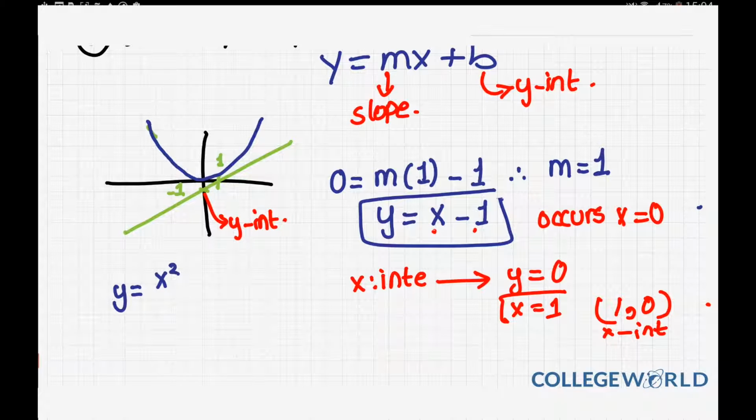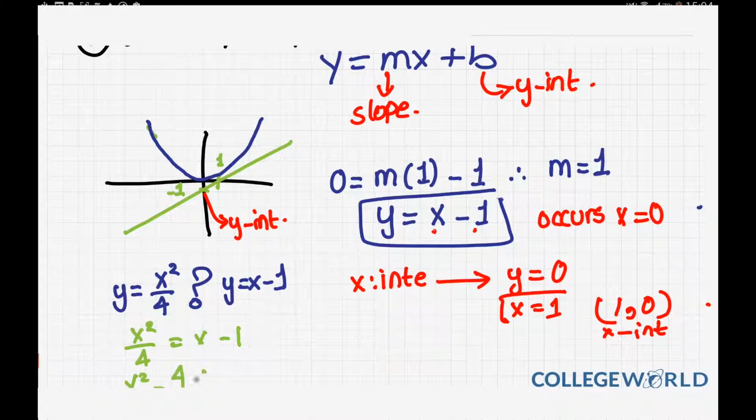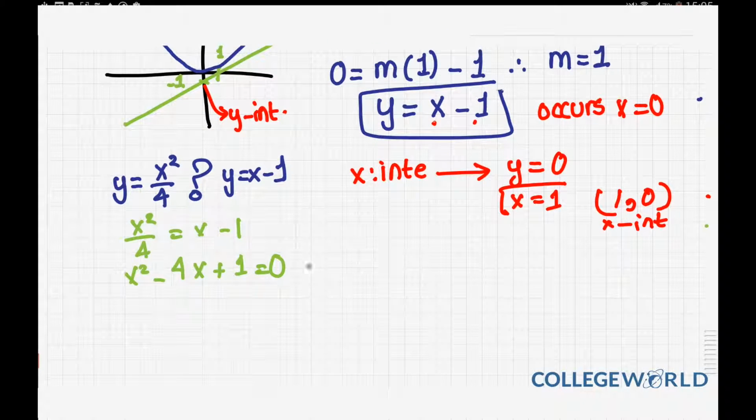So in order to know when do they intersect, you're going to equate them to each other. So you're going to say x squared over 4 equals to x minus 1. And then you're going to have x squared minus 4x plus 1 equals to 0. Is there a number that you multiply to get 1 and add to get minus 4? No. So here, there is no intersection. But in case there was any intersection, your x values are going to reveal it. And that would be our second part.